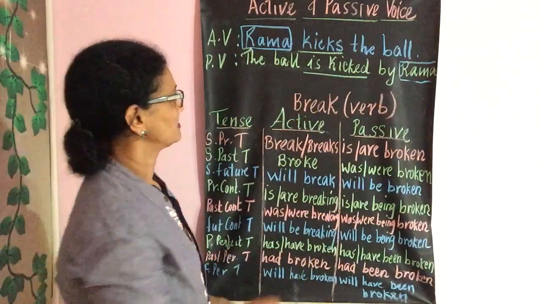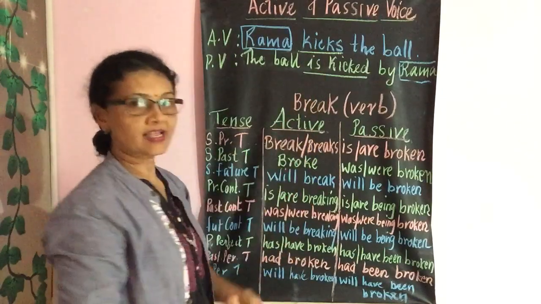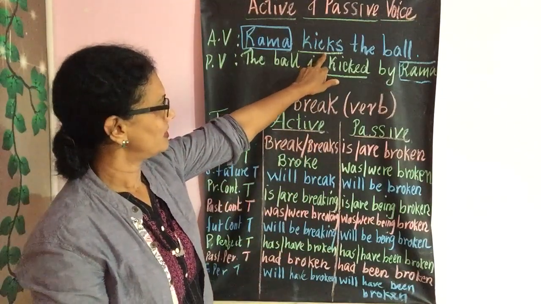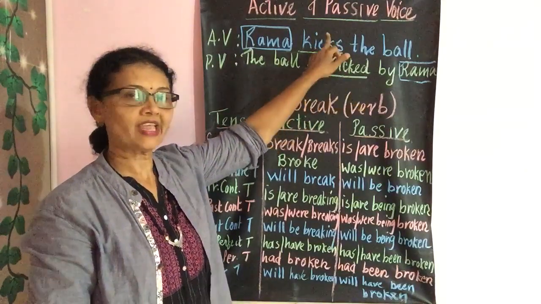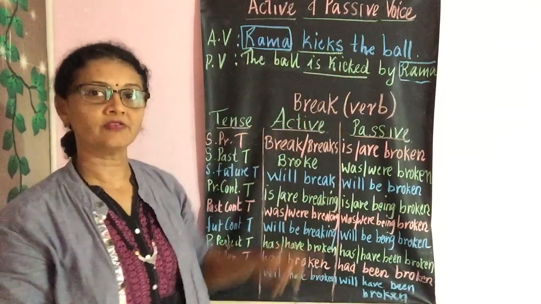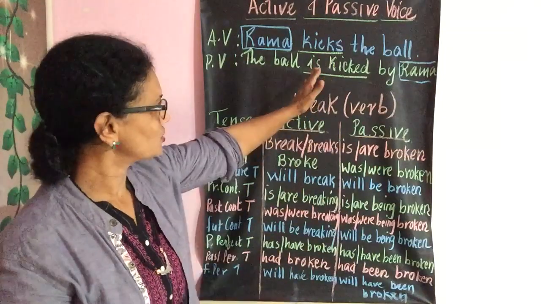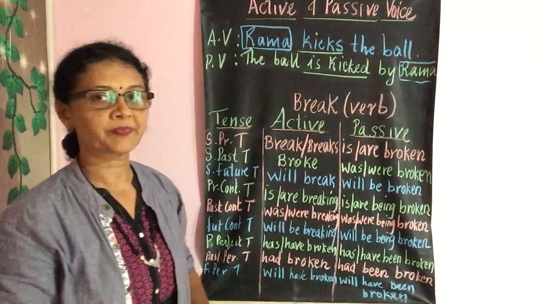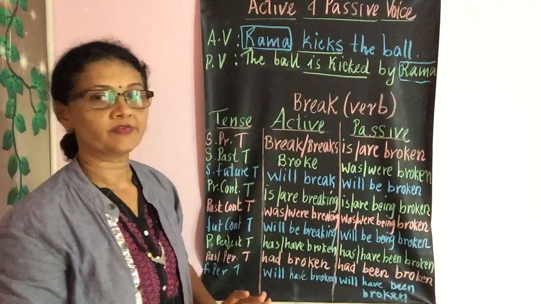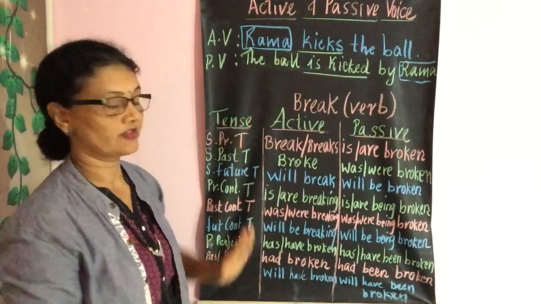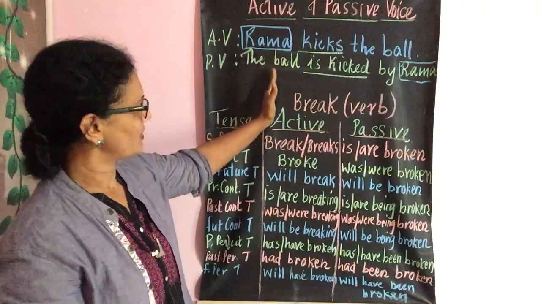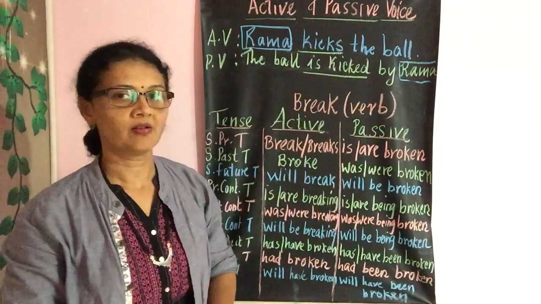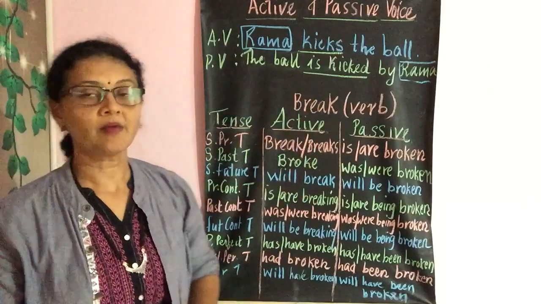Another way is the verb form. Just have a look at the verbs. Here it is kicks and here it is kicked. There is a change in the way we write the verbs. I will teach you this later on in the exercise. So this is how we identify the active and passive voice. Generally, we speak in these two ways. Either we say Rama kicks the ball or we say the ball is kicked by Rama.